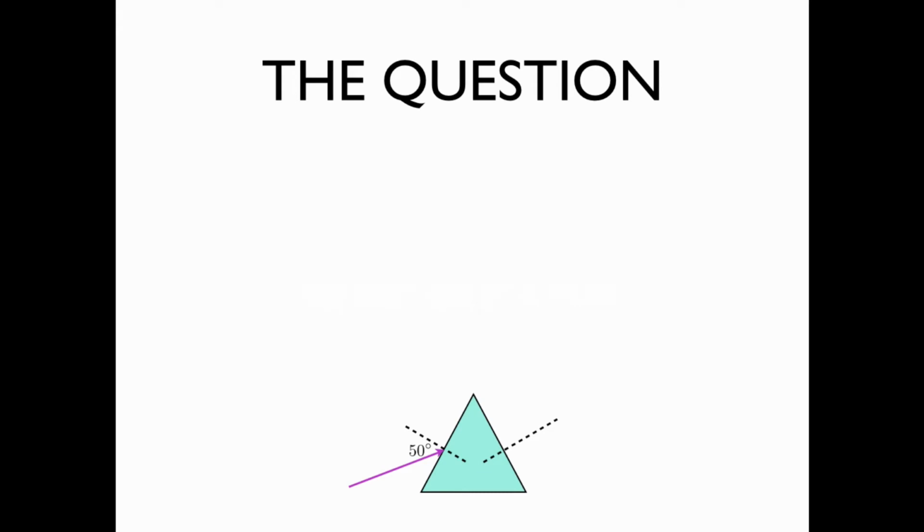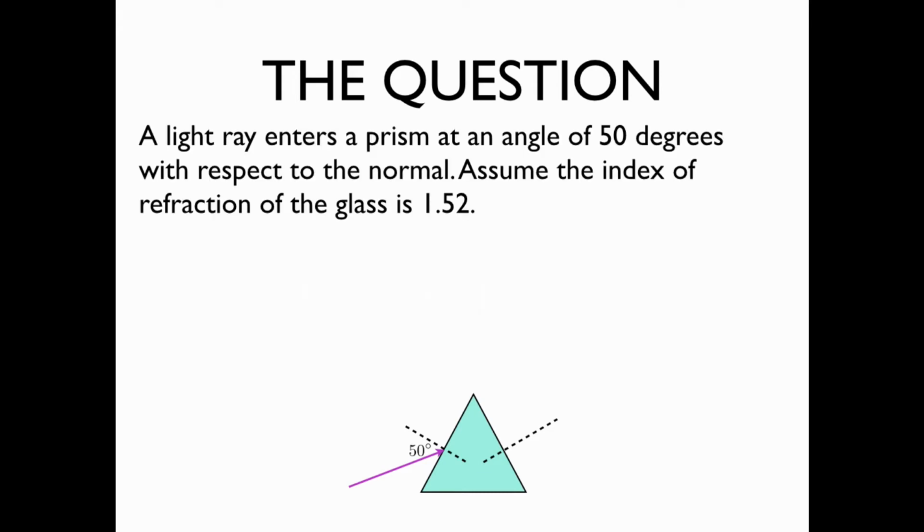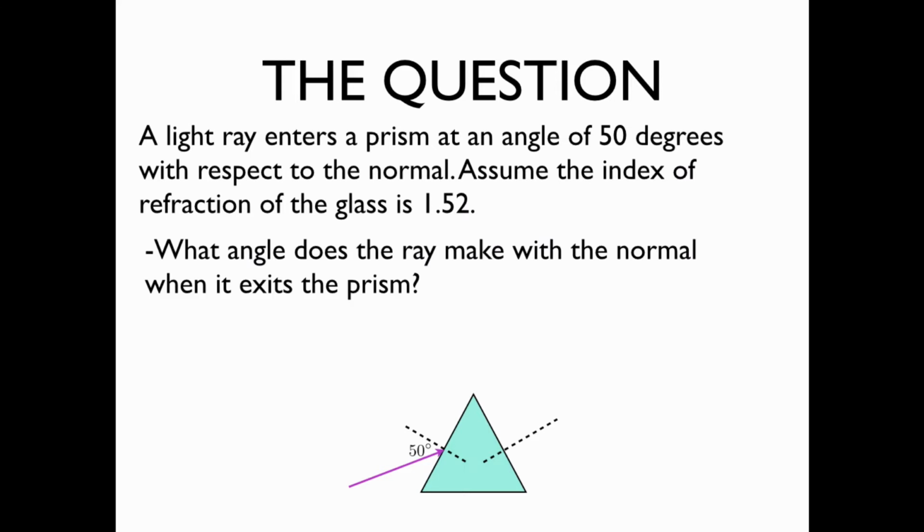This is video 24.2. We'll be looking at the refraction of light rays by a prism. The question: a light ray enters a prism at an angle of 50 degrees with respect to the normal. Assume the index of refraction of the glass is 1.52. We'd like to know what angle the ray makes with the second normal when it exits the other side of the prism.